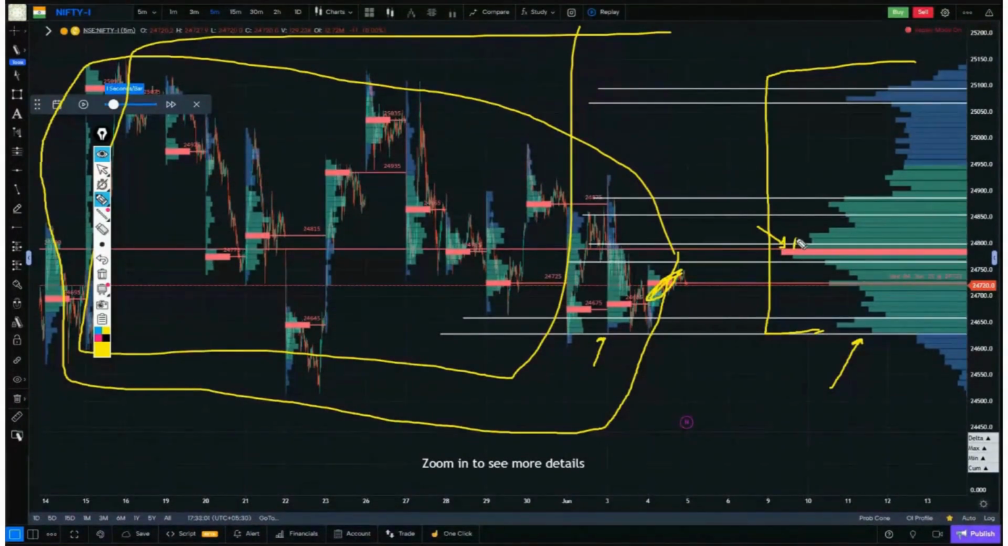Then, if it goes towards the upside, there is a big volume node here. This is its VPOC zone. This is the value area. That's done. If it stays on the downside, then there was also a volume profile node on the lower side. If it breaks further on the upside, then this volume node is going to work as a resistance.